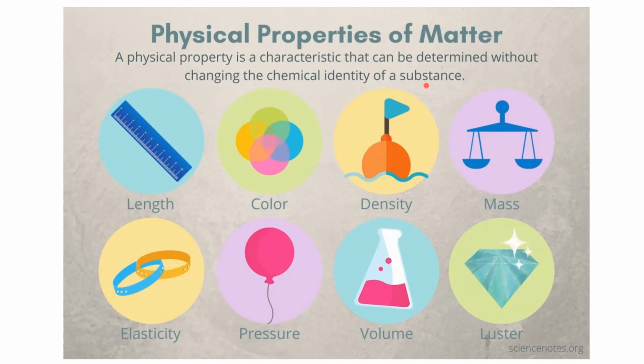So if you think about color, you could paint the wall of whatever room you're in, it's still going to be a wall. So we haven't changed what that is, we just changed what it looks like. Same thing with things like mass and length. We can take a sample and cut it in half or pour half of it out. And now we've got a smaller sample, but it's still that same sample. So we haven't changed what the identity of that substance is.